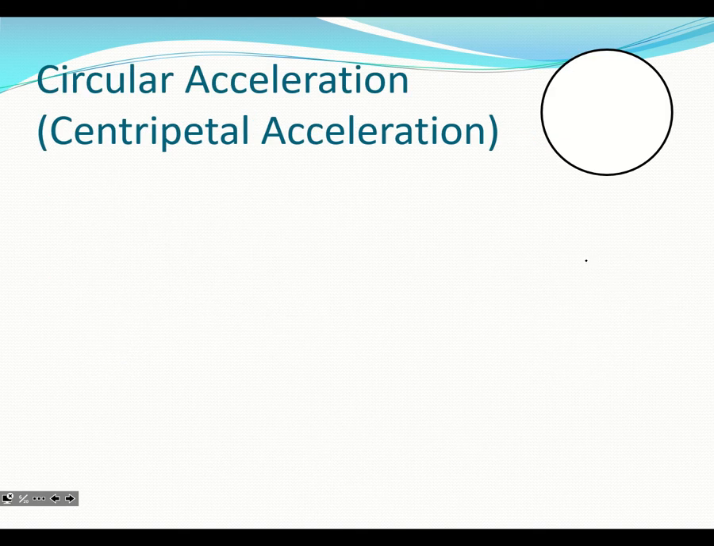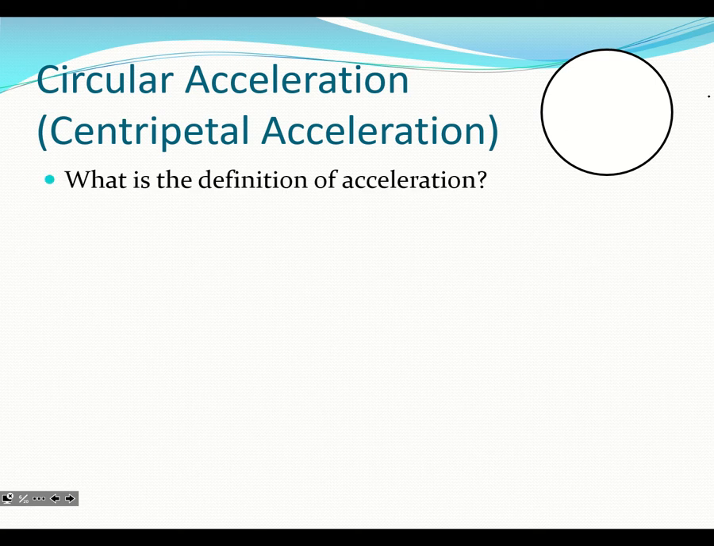So another thing we need to talk about is circular acceleration, or what we call centripetal acceleration. So what's the definition of acceleration? The definition of acceleration is how fast we change our velocity. So it's our change in velocity in a certain amount of time, right? And remember that acceleration is a vector, and that's important. So it's our change in velocity over time.